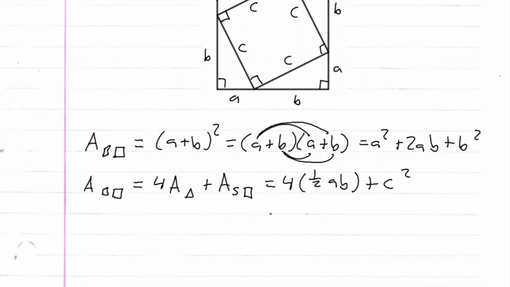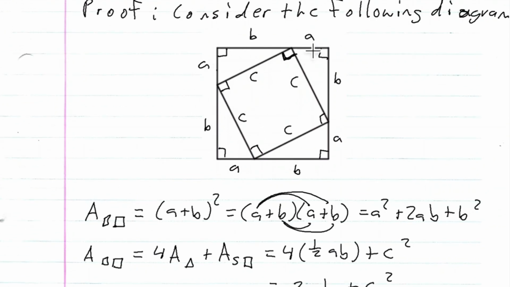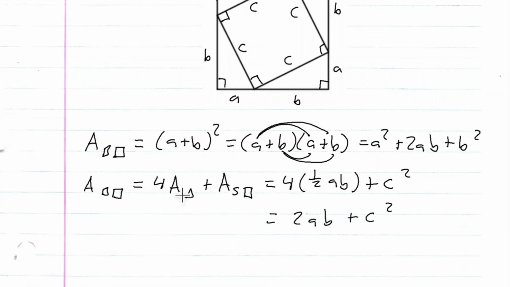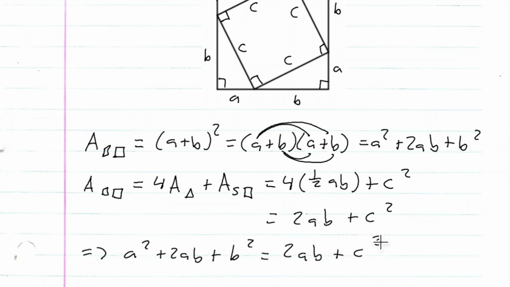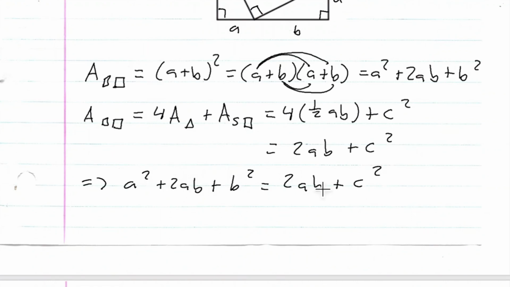And we know that 4 times 1/2 ab is 2ab, plus c squared. Now the area of the big square is of course equal to itself, but we have it represented in two different ways. But this area is the same, so we can set these equal to each other. So this implies that a squared plus 2ab plus b squared is equal to 2ab plus c squared. And then we can subtract 2ab from both sides to give us our result that we wanted: a squared plus b squared is equal to c squared.